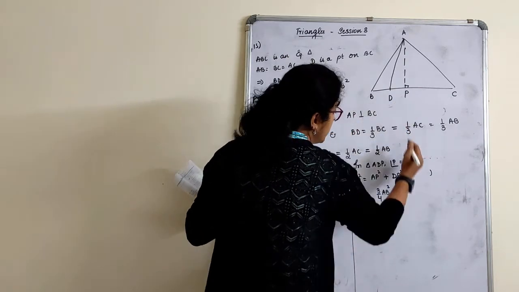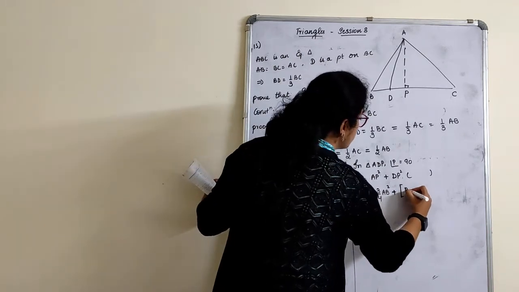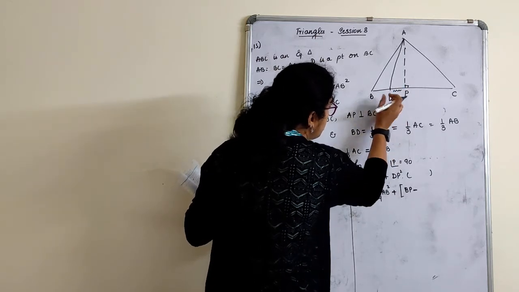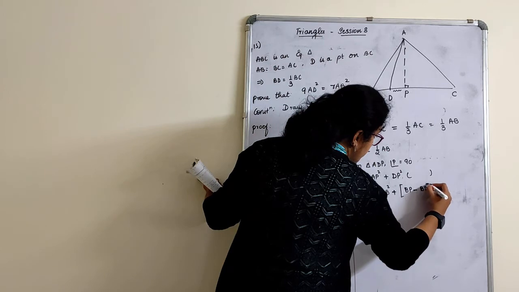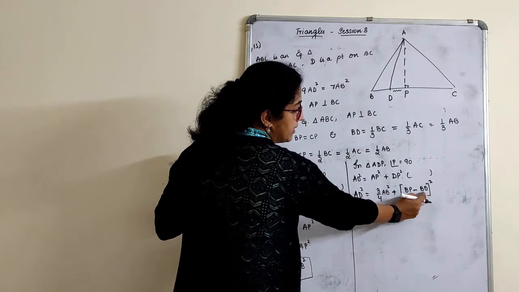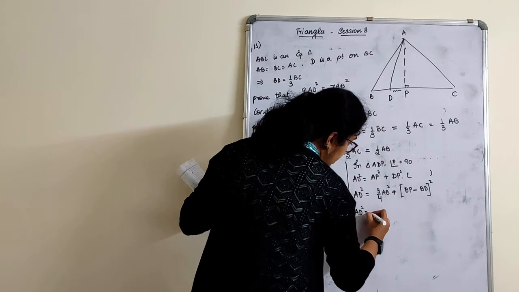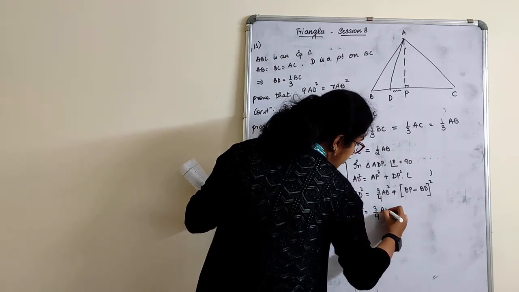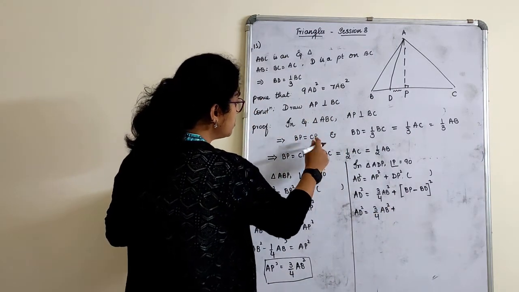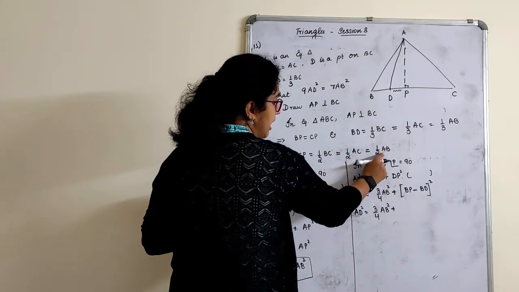DP. DP can be written as whole BP minus, see, I want this measurement. So this is whole minus part. BP minus BD whole square. Very clear? Next. AD square is equal to 3/4 AB square plus, what is BP? BP is equal to CP. BP is equal to CP is equal to half BC, half AC, half AB.